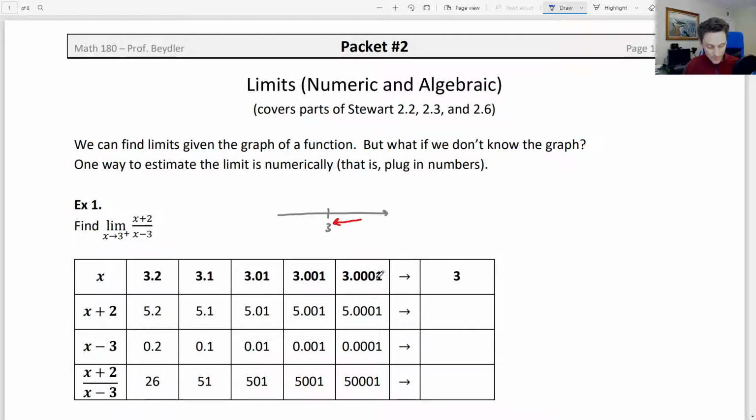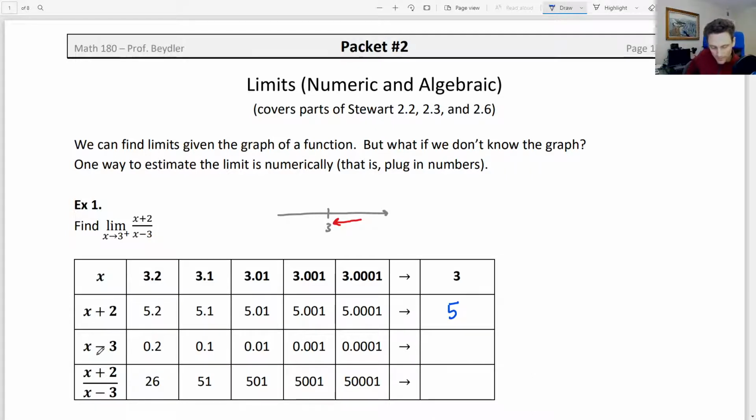So these are the x values that we're plugging in that are getting closer and closer to 3. Here's what the top numbers are going to evaluate to, in other words, what x plus 2 will evaluate to. Well, that's just going to be 3.2 plus 2, which is 5.2. 3.1 plus 2, which is 5.1. All we're doing is adding 2 to all these x values. And so what does it look like the x plus 2, in other words, the top of the fraction, is getting closer and closer to as the x values get closer to 3? If you said 5, that would be correct. Here you can see 5.0001. If x gets closer to 3, then x plus 2 will get closer to 5. So the top numbers are approaching 5.